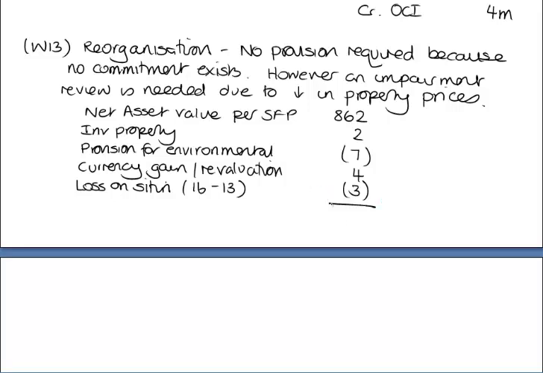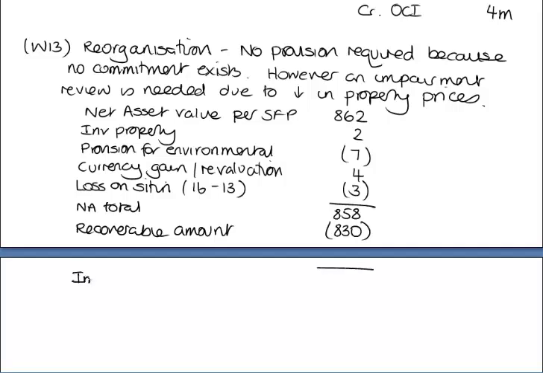After we put through all of those adjustments, we've got a net assets total of 858, and we've said that the recoverable amount is 830. So our impairment works out as 28 million.